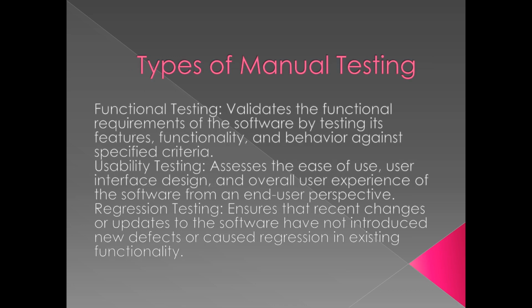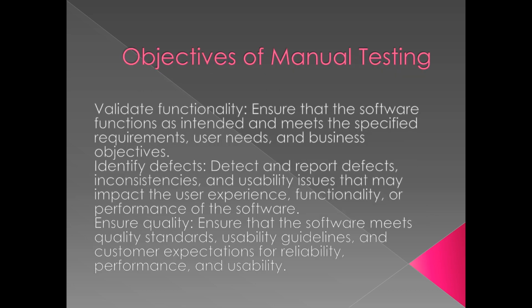Types of manual testing. Functional testing validates the functional requirements of the software by testing its features, functionality, and behavior against specified criteria. Usability testing assesses the ease of use, user interface design, and overall user experience of the software from an end-user perspective. Regression testing ensures that recent changes or updates to the software have not introduced new defects or caused regression in existing functionality.